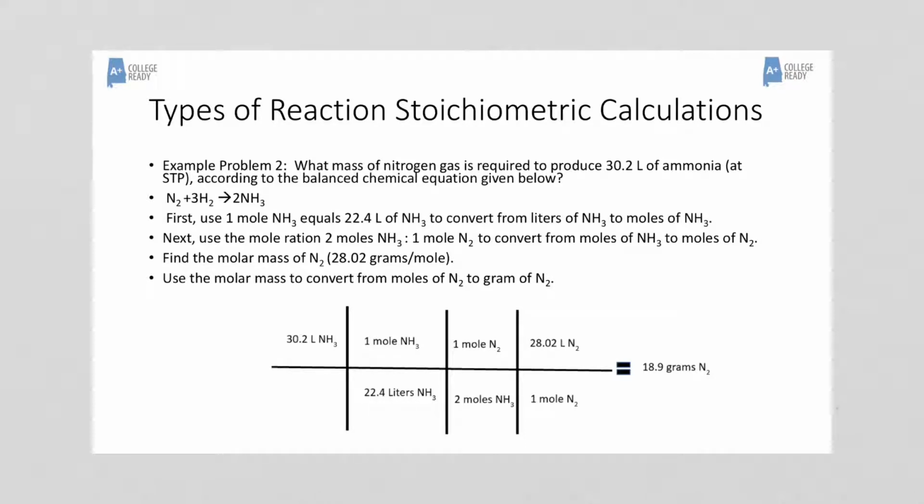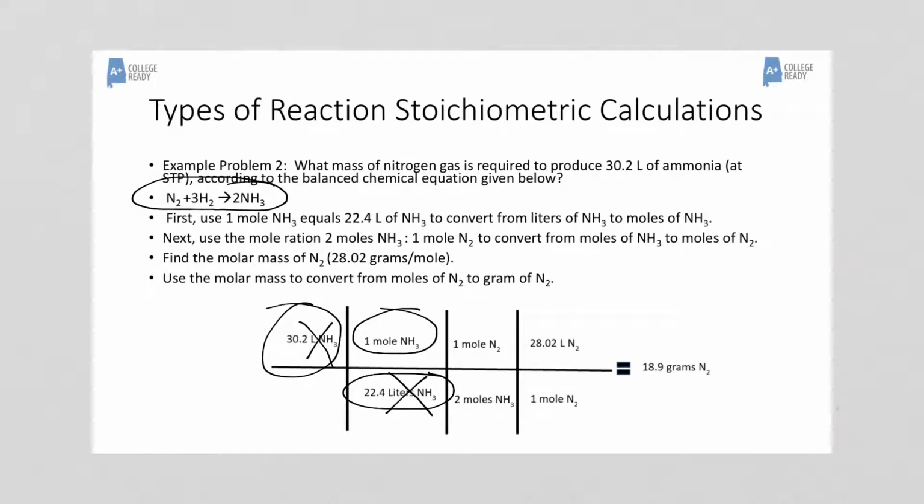All right, so here's another problem dealing with volume of gases at STP. Here we want to know what mass of nitrogen is required to produce 30.2 liters of ammonia at STP. So we're sort of doing the opposite of what we did in the last problem. We take our given and write it down first. This time we're going to use the relationship of 22.4 liters is equal to 1 mole. Remember, that only works at STP, but liters cancel.